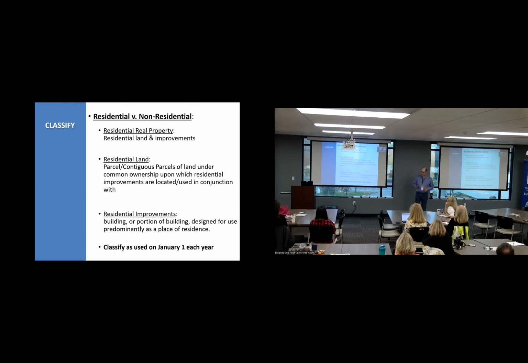What types of classifications and substratifications do we have? The first one is residential real property. It includes residential land and improvements. And it proves the land and improvements, which we have statutorily defined as parcels contiguous under common ownership, on which residential improvements are located and used in conjunction with the improvements themselves, which improvements is buildings.